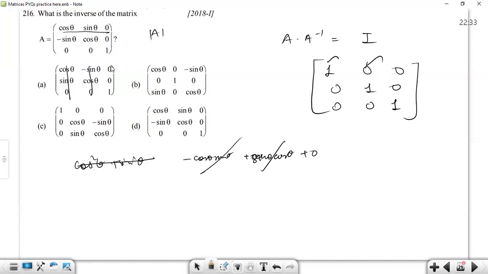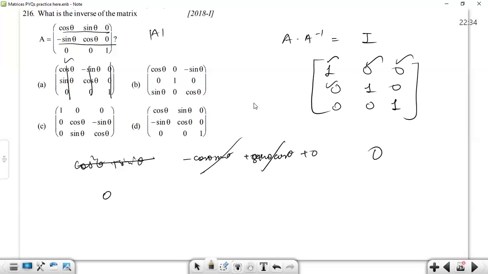Okay, first row, third column: cos theta into 0, sin theta into 0, 0 into 0. This is 0. That is fine. So I hope this is the right option. Let's check second row, first column this time. Minus sin theta into cos theta plus cos theta into sin theta. So these two cancel, plus 0 into 0.